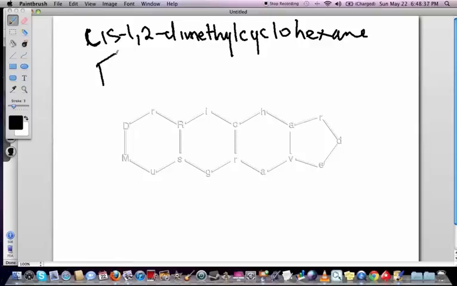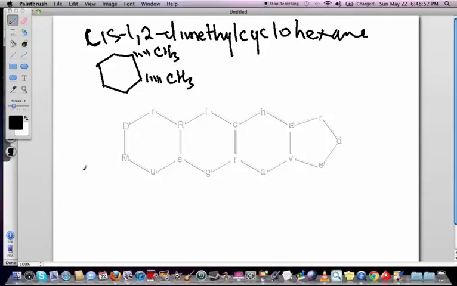Now if I want to draw this just regularly, I would do something like this. And if I want to be cis, I would draw it so both of these were sticking down, and I'd use this notation here to show they were both sticking down below the ring. But we're going to do something more than that. We're actually going to draw this as a chair conformation.